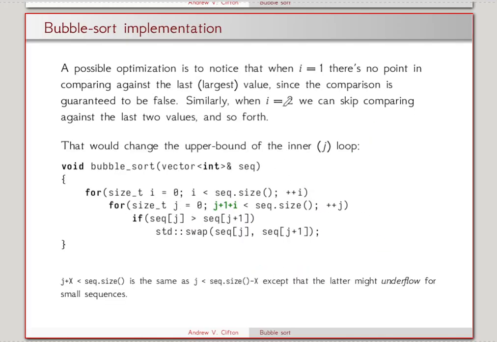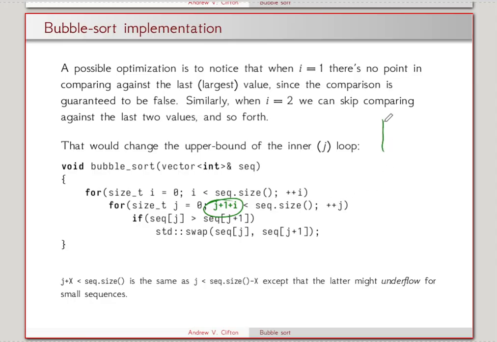Now, one optimization is to notice that when i is 1, there's no point in comparing against the last value. So we could skip the last value, and then skip the last 2 values, and then skip the last 3 values. We can modify the end point of the inner loop so that it's not looking at the values that are already sorted. This pulls back from the end of the sequence in the inner loop as things get locked into place. So that's a little optimization we can make.